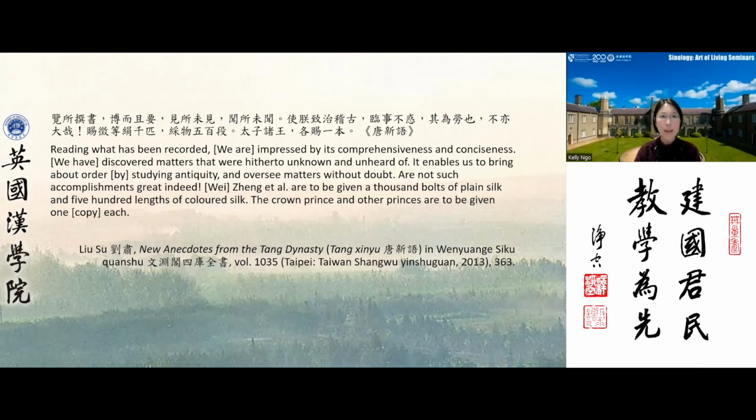So Taizong certainly appreciated that the Essentials provided comprehensive coverage. It was concisely expressed, and he found it helpful for understanding the past and overseeing matters with confidence. Not only did he generously reward the editors for their efforts, but he must have found it useful enough to order copies for each of the princes. Now, besides this initial response, there's evidence that the text went on to become a book that he consulted regularly.